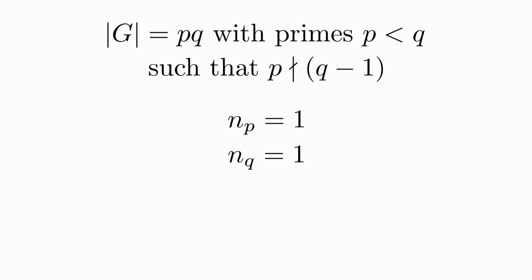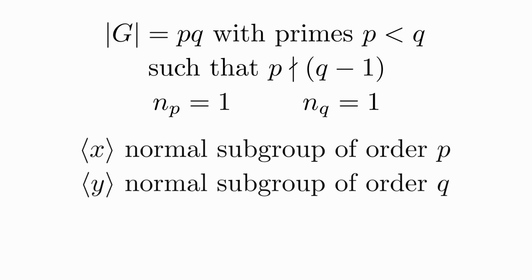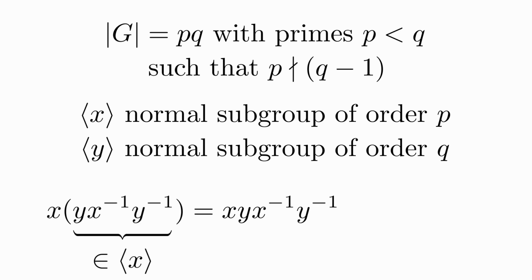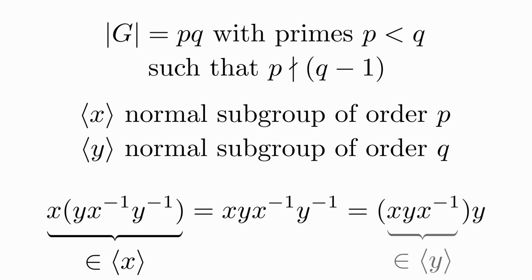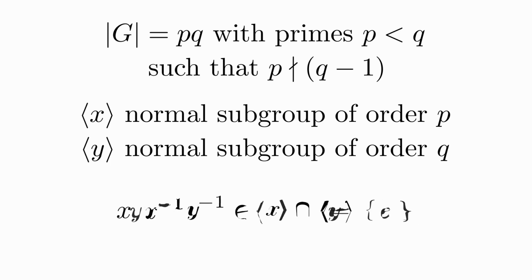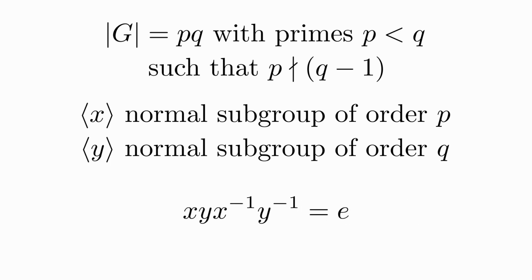So both Sylow subgroups are normal and of prime order, so cyclic. We call the respective generators X and Y. We can now form this product, which is called the commutator of X and Y. On the one hand, by the normality of the subgroup generated by X, we get that this product is in the subgroup generated by X. On the other hand, we get that the product is in the subgroup generated by Y, so it must be in the intersection. But the intersection is only the identity element, so the commutator is equal to the identity element, or equivalently X and Y commute.